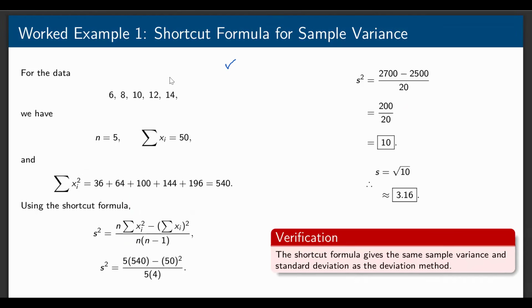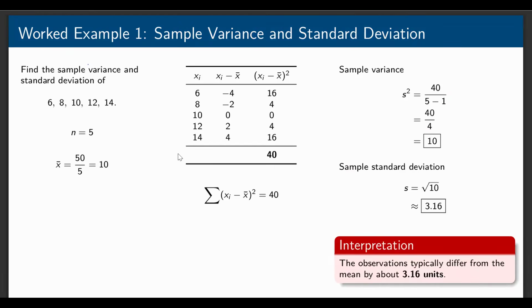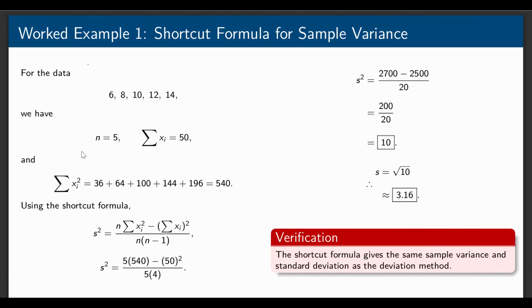Now, let's use the shortcut formula. For the data 6, 8, 10, 12, and 14, we have n equal to 5. We're using the same data as the previous slide. n equals 5, and summation of xi equals 50.